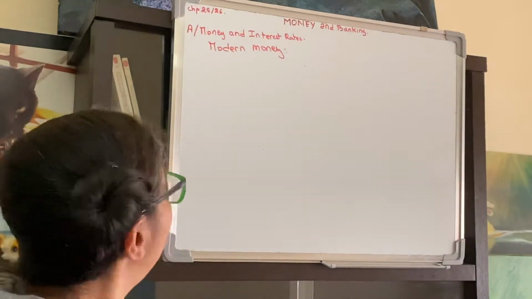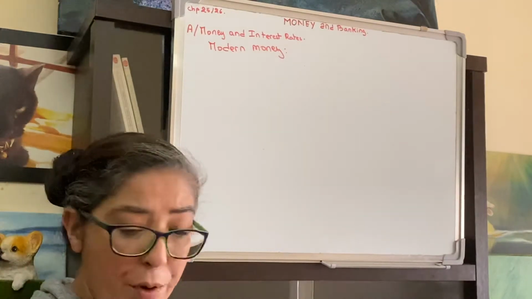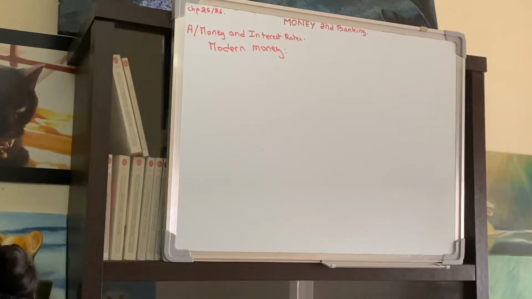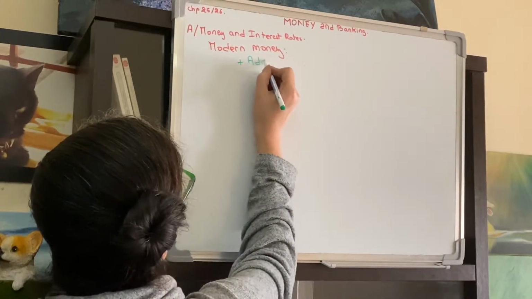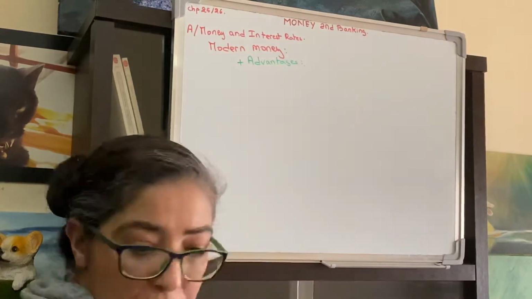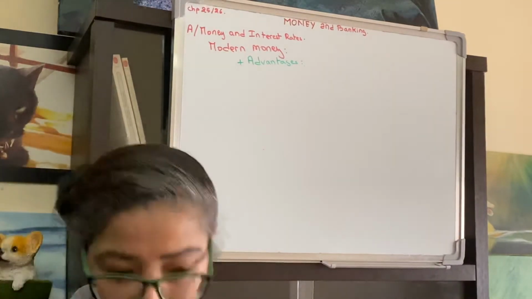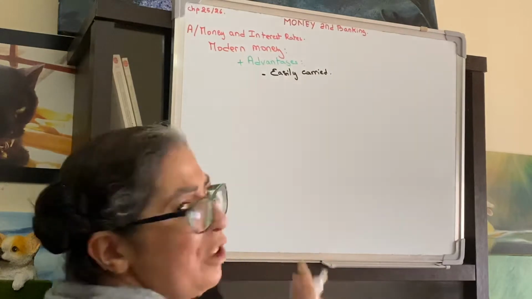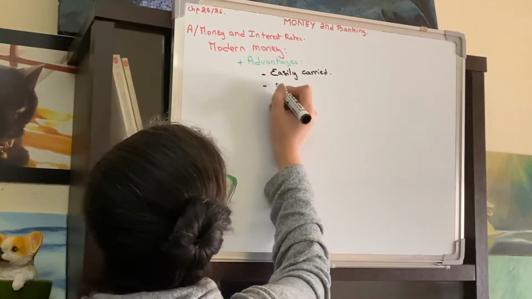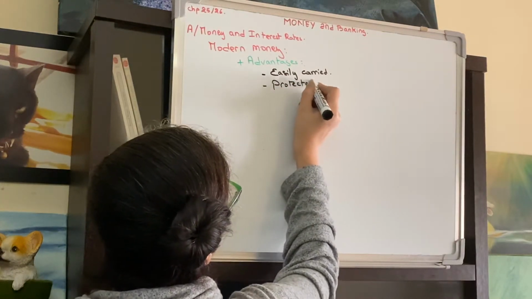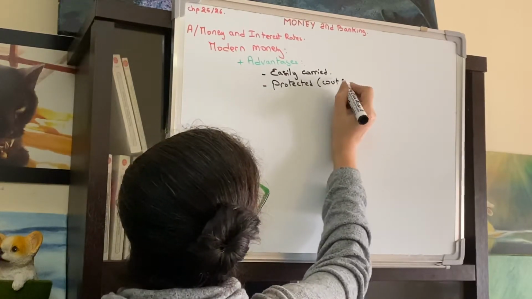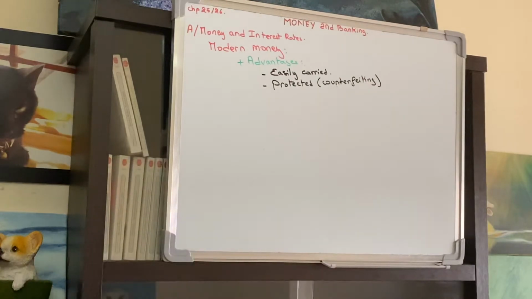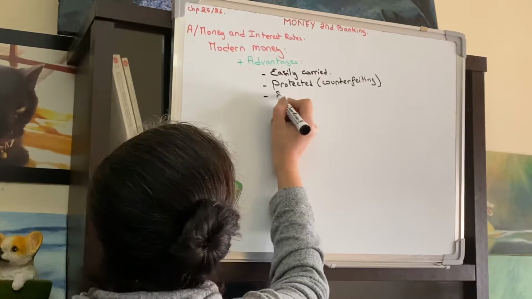So, modern money, the advantages. I'm talking about real money, paper and coins. So the advantages of money. That's a plus and not a minus. Easily carried. Yeah, I'm cheating from my notes. You put this in your wallet and it's done. Protected from counterfeiting, and stores value.